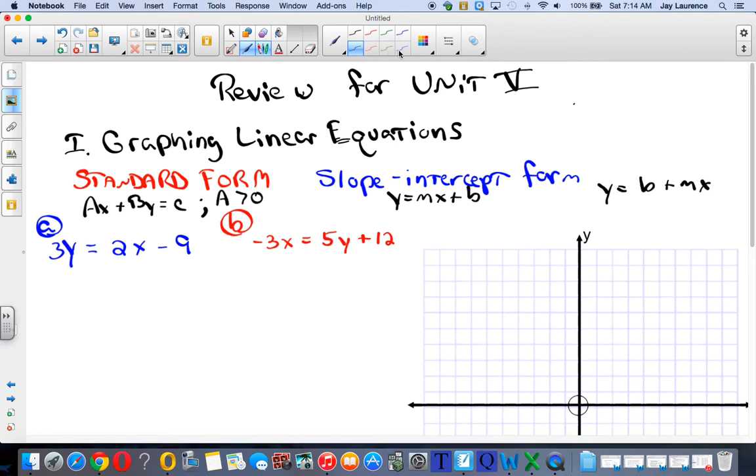Anyway, so let's take this blue equation down here, 3y equals 2x minus 9. Looking at the two equations, I'm going to do one in slope-intercept form and one in standard form. I think this is a good one for slope-intercept form. So I'm going to get the y alone by division. And when I do that, I have to remember to divide all the terms. I have to distribute the division through the right-hand side. So I get y equals 2/3 x minus 3.